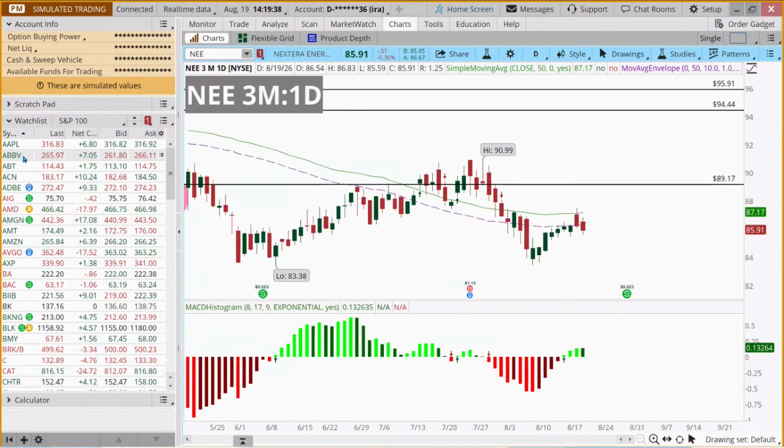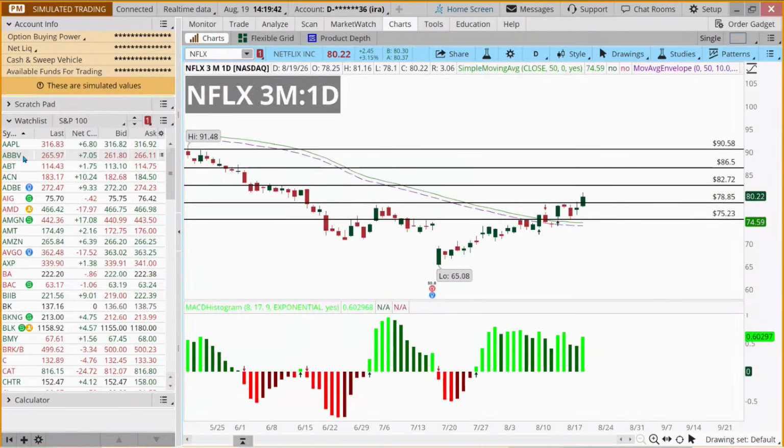Microsoft, MACD's red. NEE, stock's below the moving average. Netflix. So this one's moving average looks like it's still falling. So even though the green arrows are green, I would say that's not a valid buy signal.